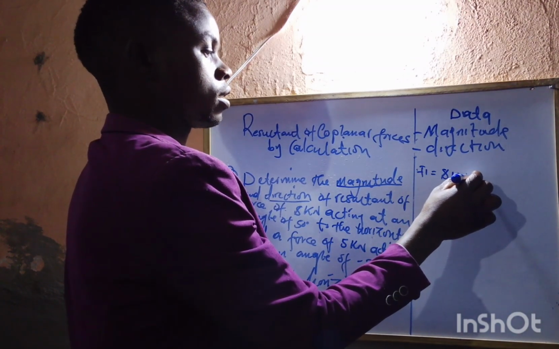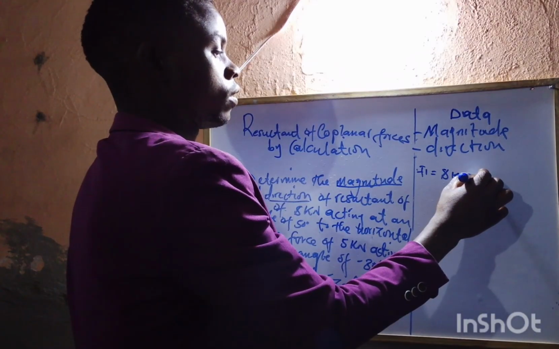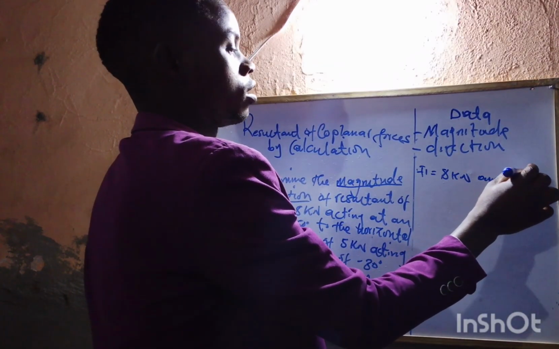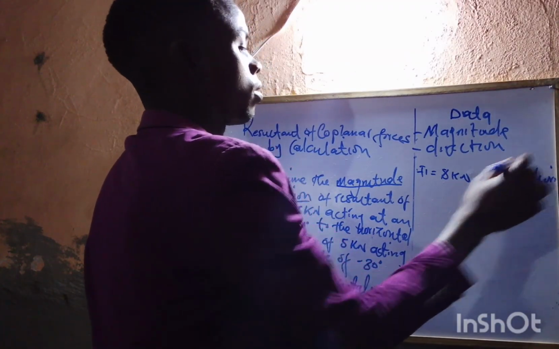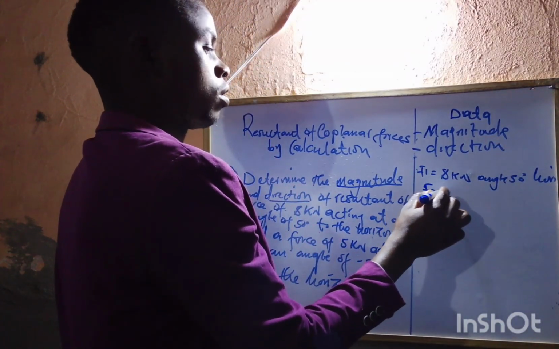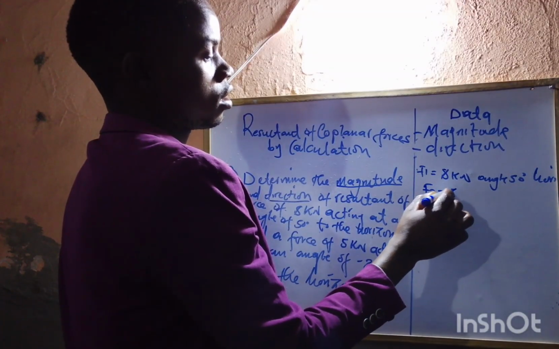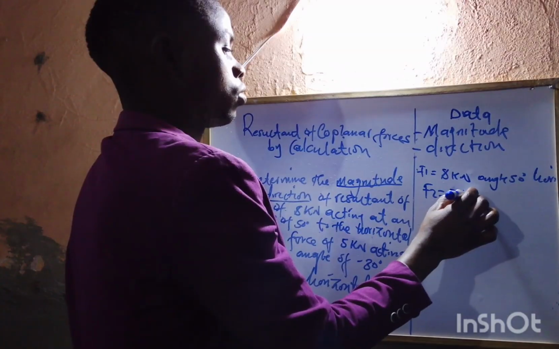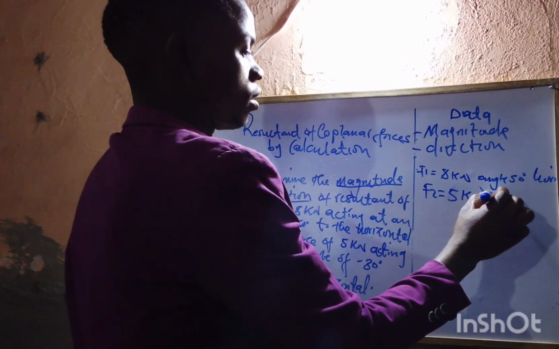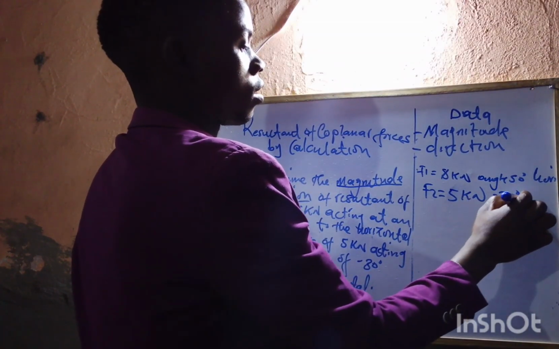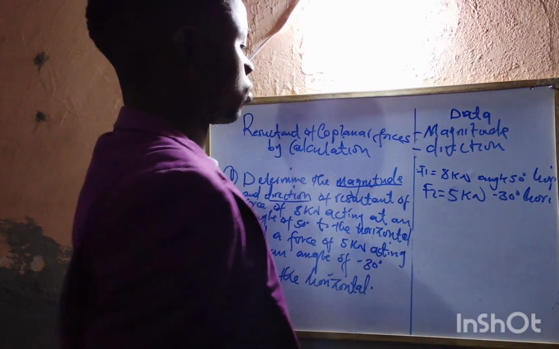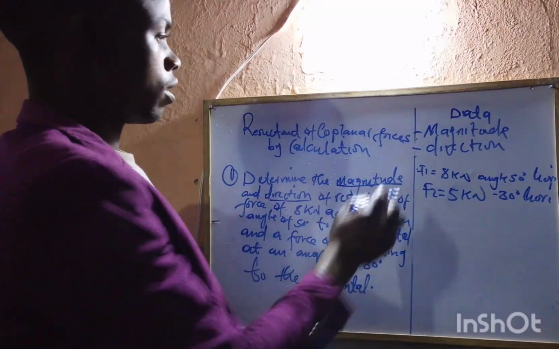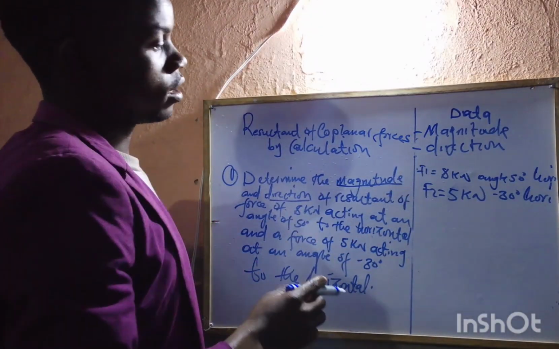Now let's write down the forces which you have been given, which is force 1 as 8 kilonewton acting at an angle of 50 degrees to the horizontal, and we have force 2, which is 5 kilonewton at an angle of negative 30 degrees to the horizontal also. We write down the data which we need to find the magnitude and direction.